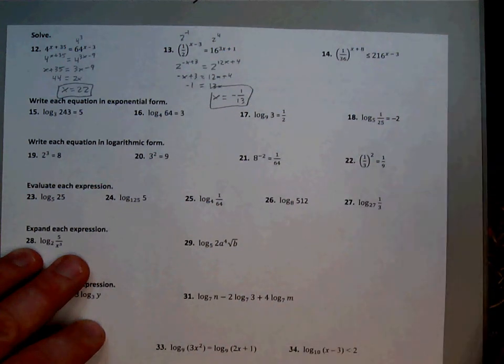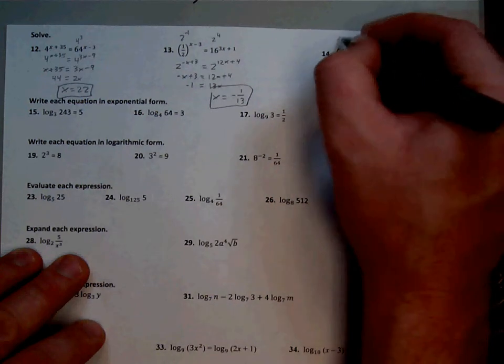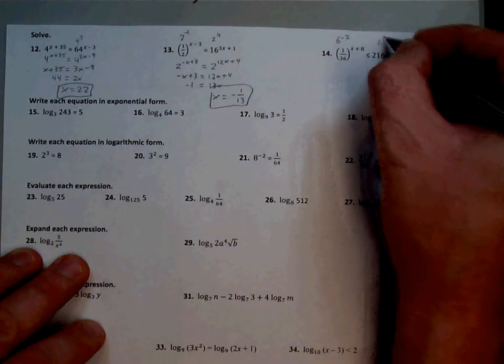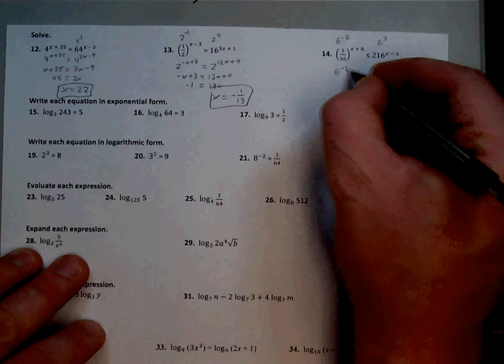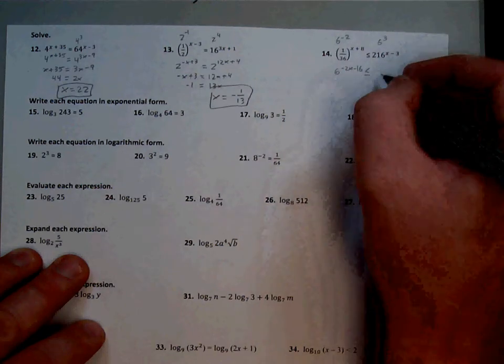Number 14, they're both powers of 6, so 36 is 6 squared, so I got to bring it up, so it's 6 to the negative 2. 216 is 6 to the 3rd, so distribute the exponents. Negative 2x minus 16. This is an inequality this time.